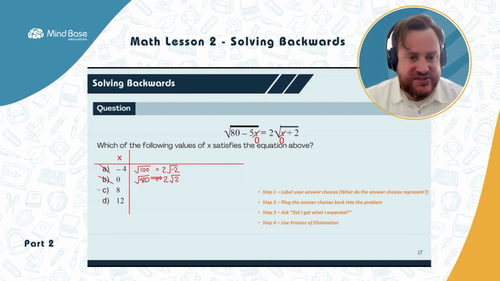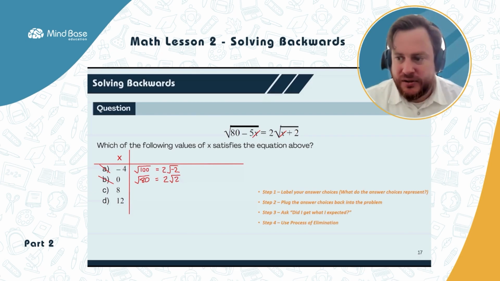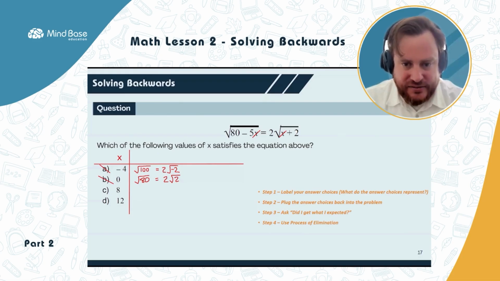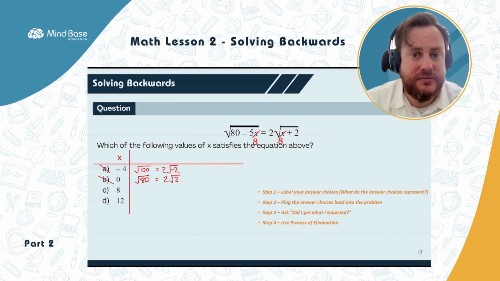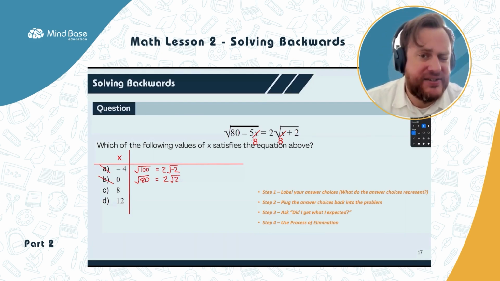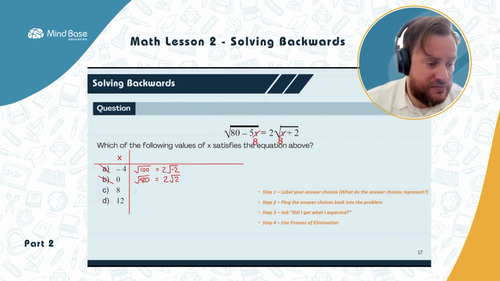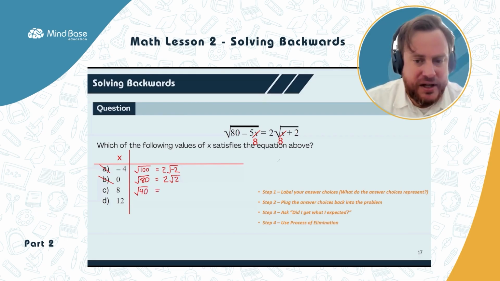Let's try answer choice C. If I plug in 8, okay, now I'm going to have to do a little bit more math. I have to plug in 8 for X. Let's see. 80 minus 5 times 8, right? It's going to be 80 minus 40, which is 40. So on the left, I get square root of 40. And on the right, I get 2 root 10.